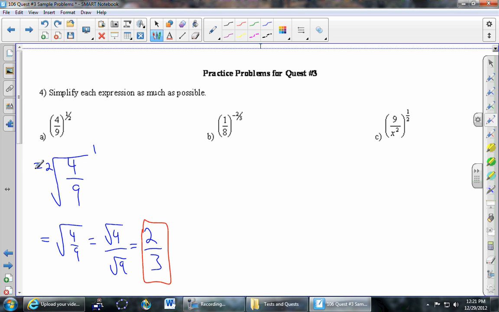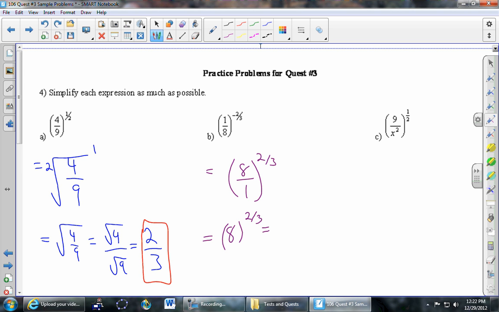Part B, 1/8 to the negative 2/3. The first thing I do when I see a fraction raised to a negative power is flip the fraction over and make it a positive power. The 2/3 doesn't get flipped over. That's the power. It just gets copied, but now it's positive. The effect of changing the negative power to a positive is flipping over the thing inside the parentheses. It's kind of silly to write that 1, so I won't write it anymore. I'll just write 8 to the 2/3.